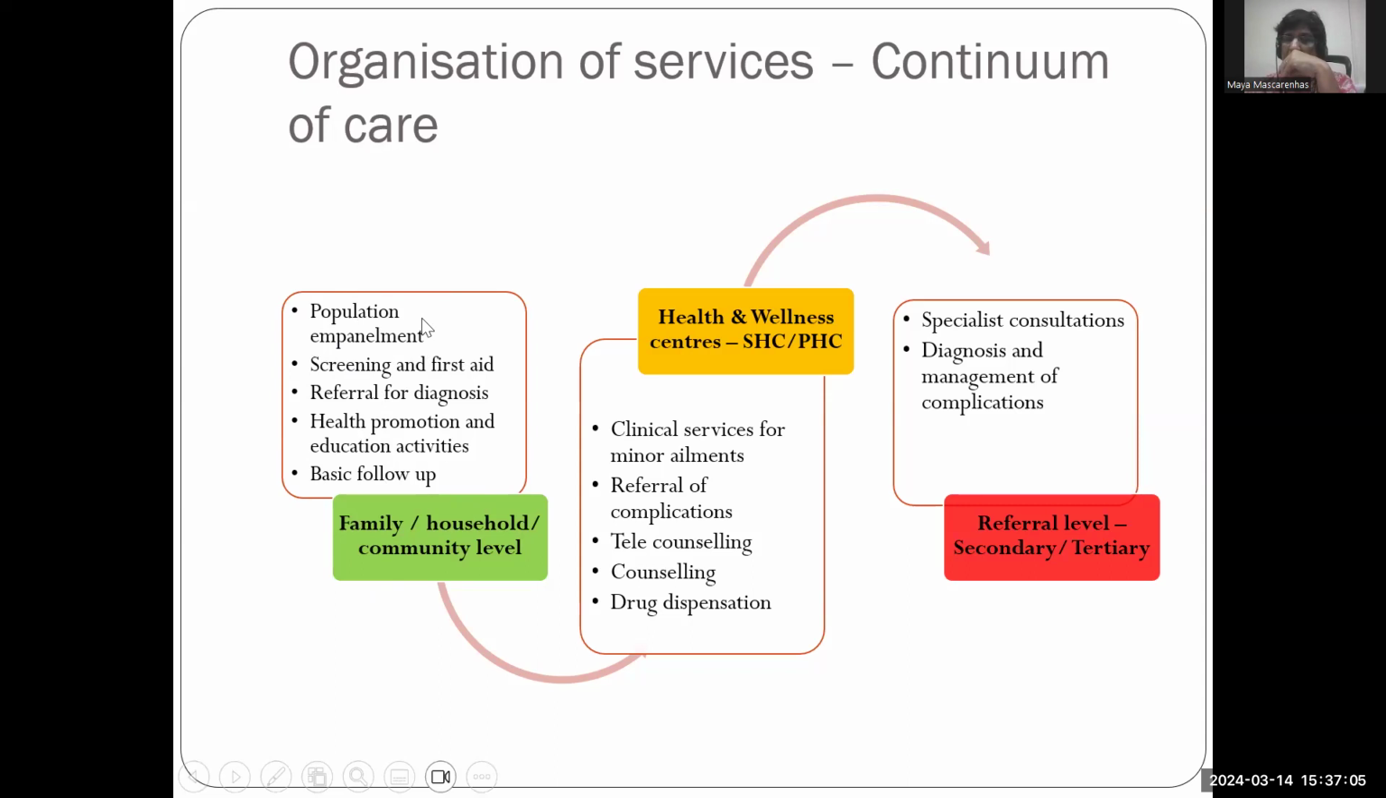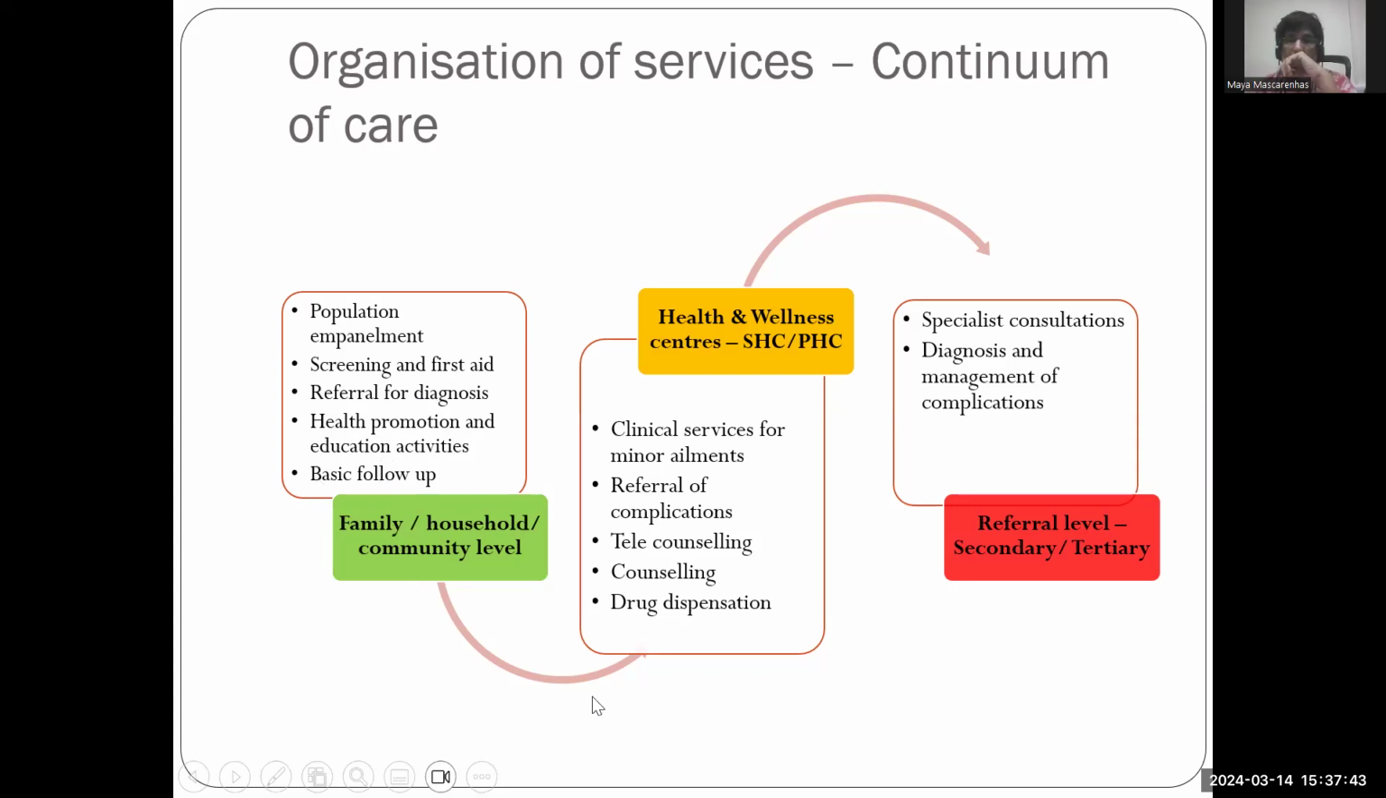The population is listed out. So here it will be palliative care. How many people require palliative care in that village? Then screening is done for these people. If they need first aid, you would have heard about psychosocial first aid and others. Then, if that patient requires referral, we do referral. Finally, there is health awareness or health promotion, and follow up when they come back. In case you referred them somewhere, when they come back, we need to do some follow up. So this is the first level.